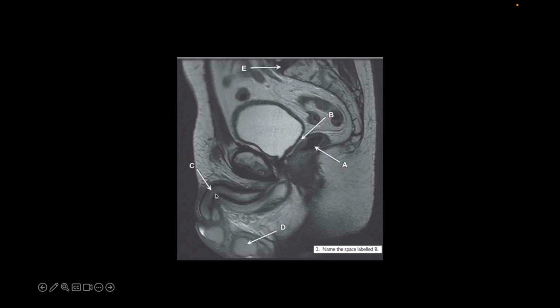C is your corpus cavernosa. The spongiosum is at the bottom of it. The cavernosa are on top. You can't tell which side this is. D would be a testicle.